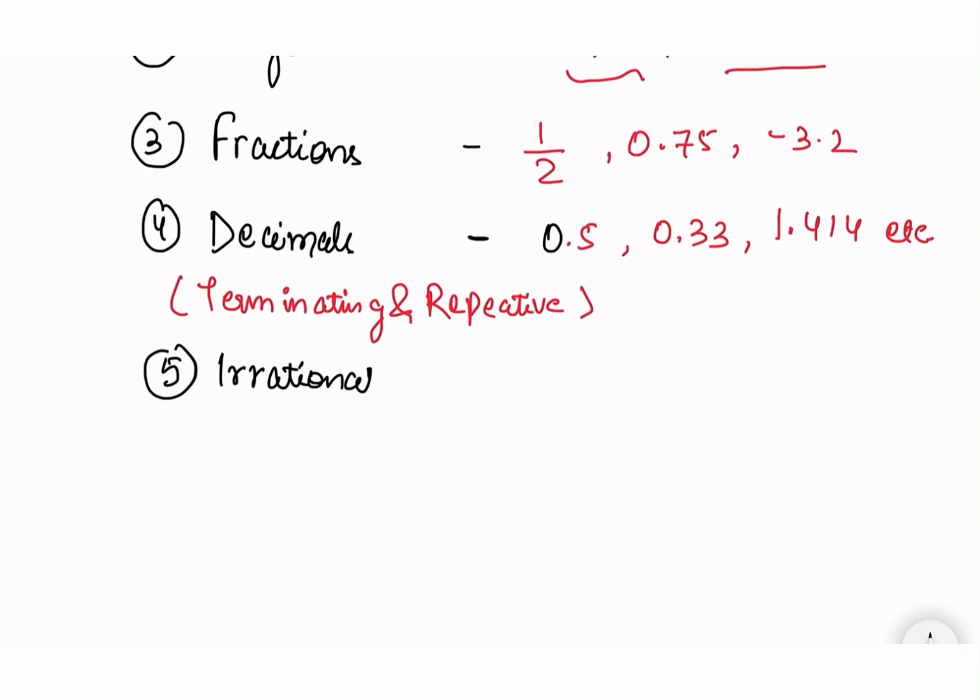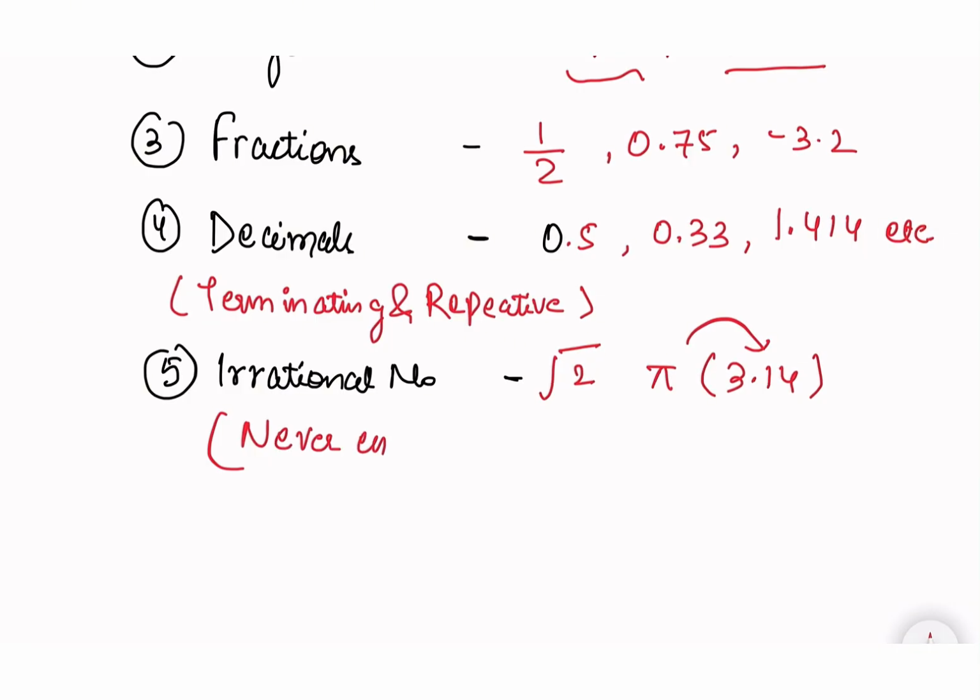Irrational numbers like √2, pi, 3.14 pi value, etc. So in an irrational number, it's never ending and it keeps repeating.